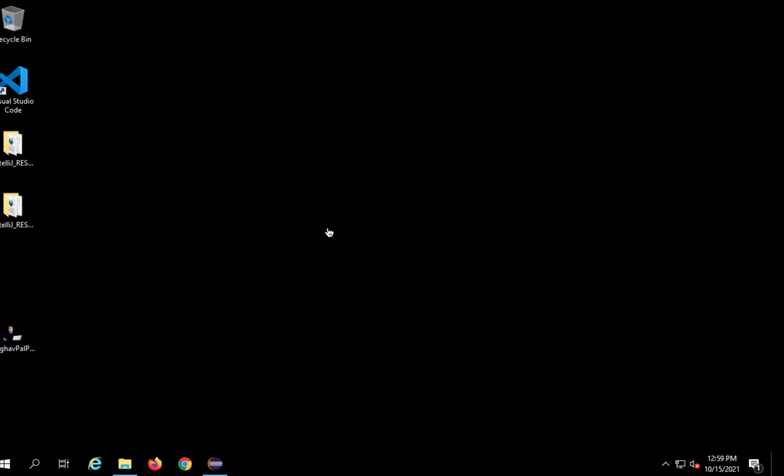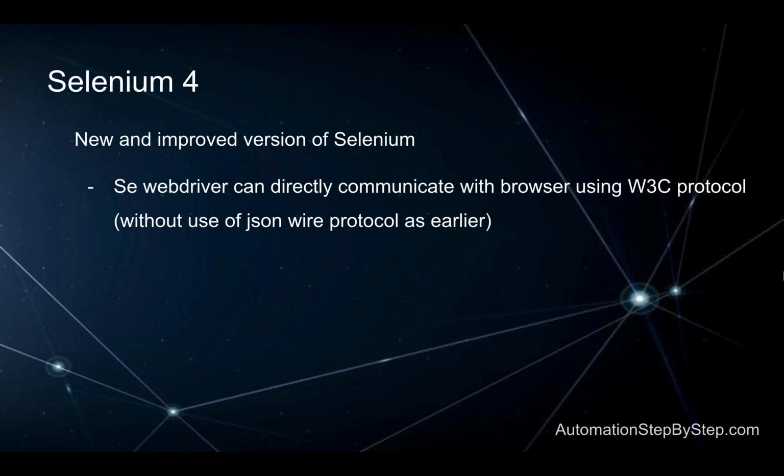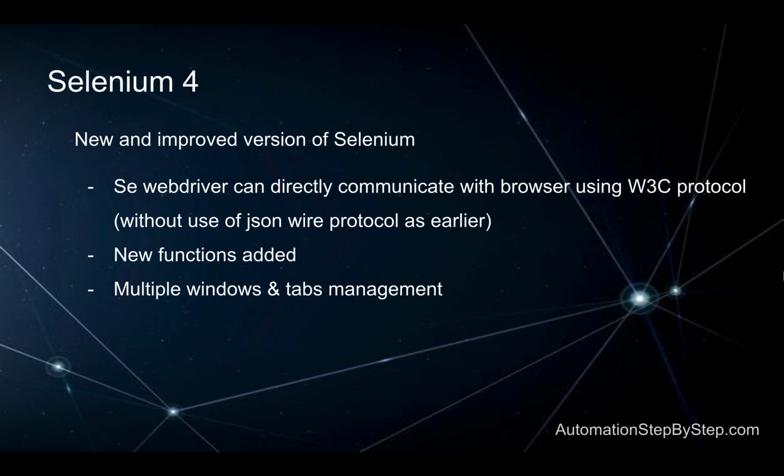So earlier we used to have a lot of APIs in between and JSON wire protocol, which is now no longer there, and now it follows the World Wide Web Consortium, that is W3C protocol, and it is much faster and easier. And then we have a lot of new functions added in Selenium 4 that we will see in this demo. We have multiple windows and tab management functions, and now we have relative locators. So in Selenium 4 now we can find the elements using neighbors. For example, we can use functions like above, below, left of, right of and all that, and that we will see in the part 2 of this series.